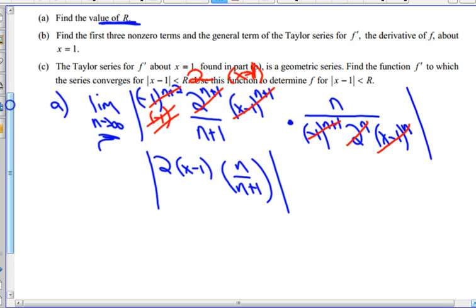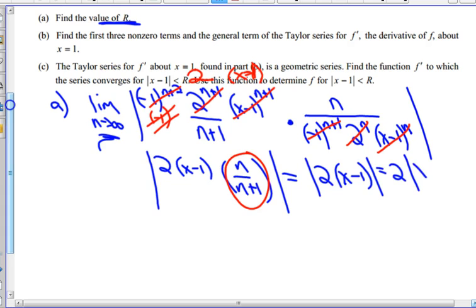So I look over here at this n over n plus 1. I get infinity over infinity. I use L'Hopital's, and I get 1 over 1. So I'm left with the absolute value of 2 times x minus 1, looks like that, inside that absolute value. I look back up at the, or maybe I'll factor out the 2. Sorry. I get the absolute value of x minus 1.